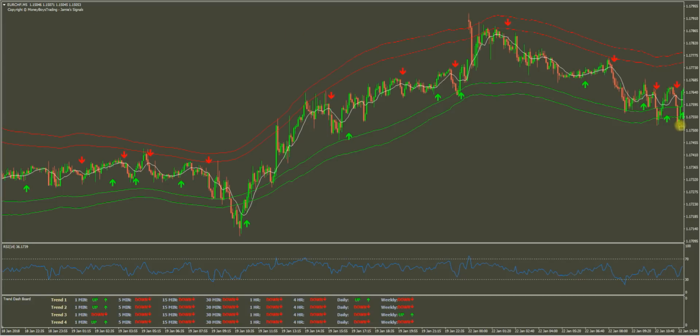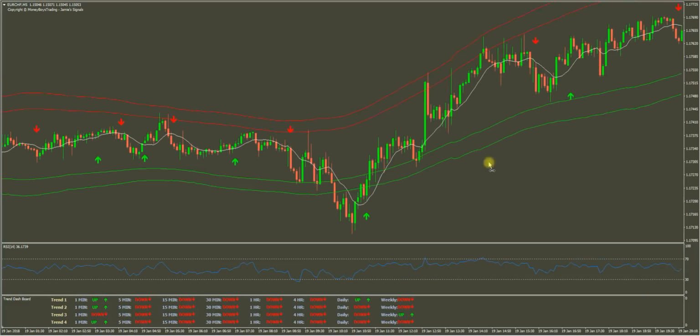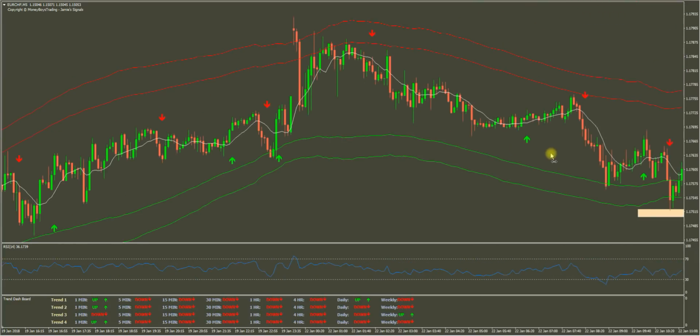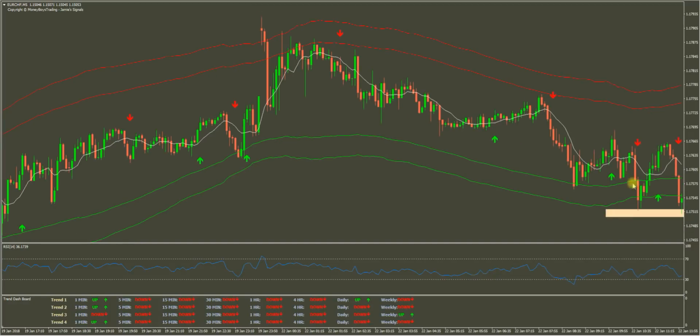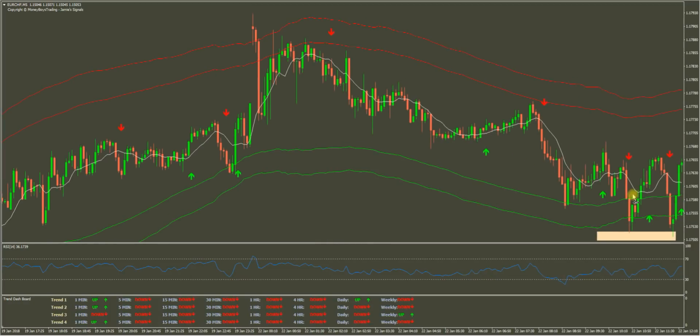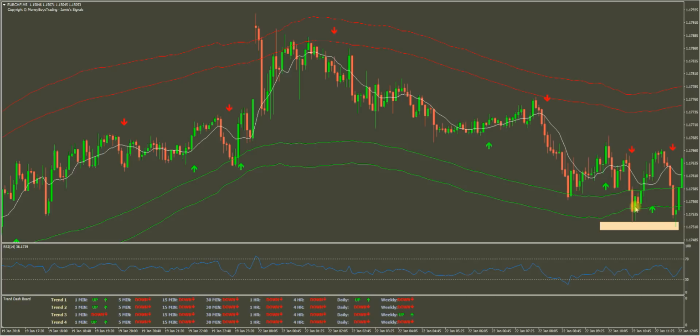Okay, let me just zoom in on my box there. Here we go. So we came down, and what can I see straight away at this point here? I can see a nice M shape again, a nice W shape, shall I say.